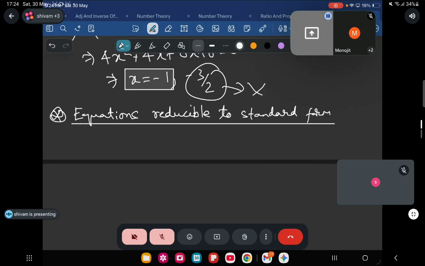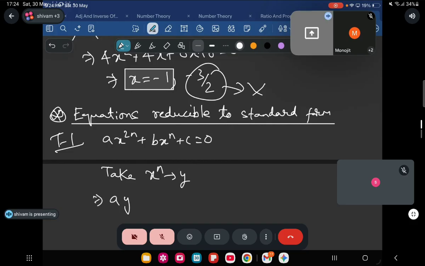Equations reducible to standard form. Type 1: ax to the power 2n plus bx to the power n plus c equal to 0. Over here, what do we need to take? Take x to the power n as y, and the whole thing will become a quadratic. This will become ay square plus by plus c equal to 0.